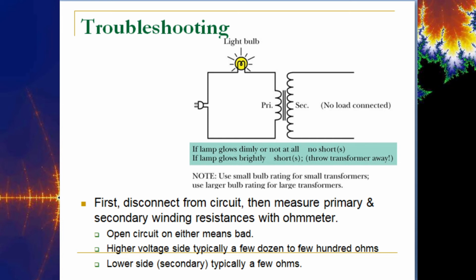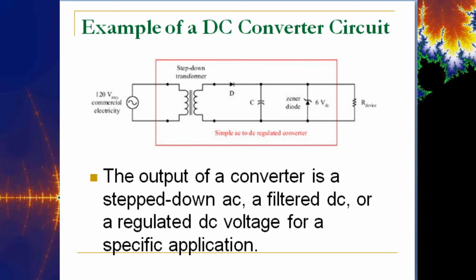It says if the lamp glows dimly or not at all, there's no short. If the lamp glows brightly, then there's a short and you've got an issue. But it's much better to check it this way than to hook up a load and plug it in and just cross your fingers.